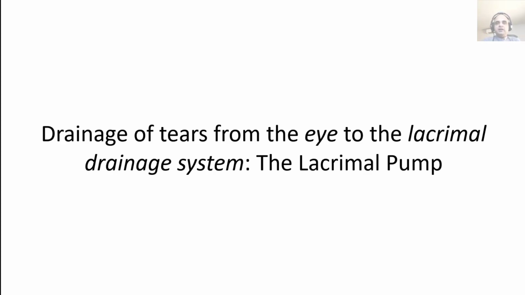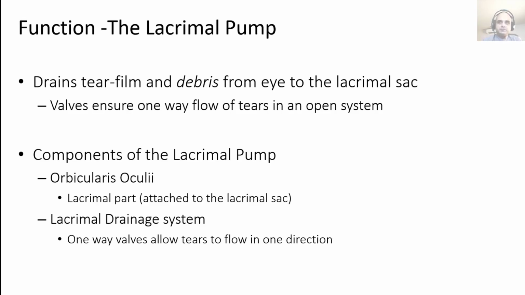Now, let's talk about how the tears are pumped from the eye to the lacrimal drainage system, i.e. the function of the lacrimal pump. And for that, you need those valves which ensure one-way flow of tears, and also an intact orbicularis oculi muscle and its nerve supply. How these two things interact, we'll just see through some diagrams. But there is a part of orbicularis oculi which is called the lacrimal part, which attaches itself to the lacrimal sac, and it assists in pumping of tears from the eye to the nose.